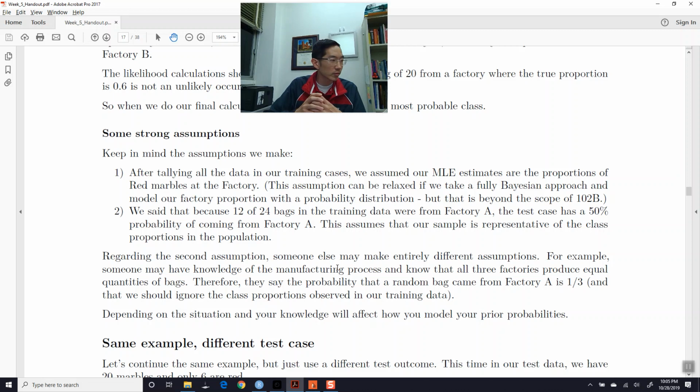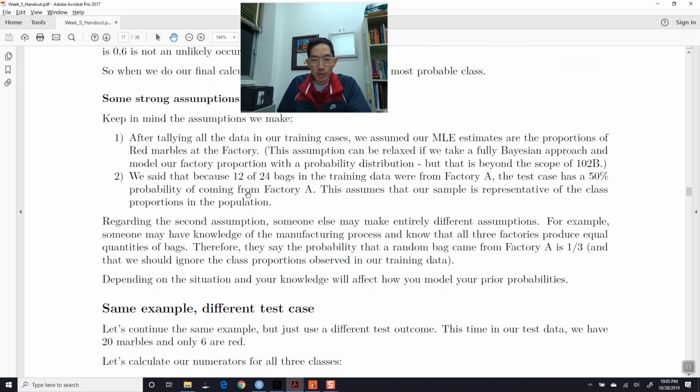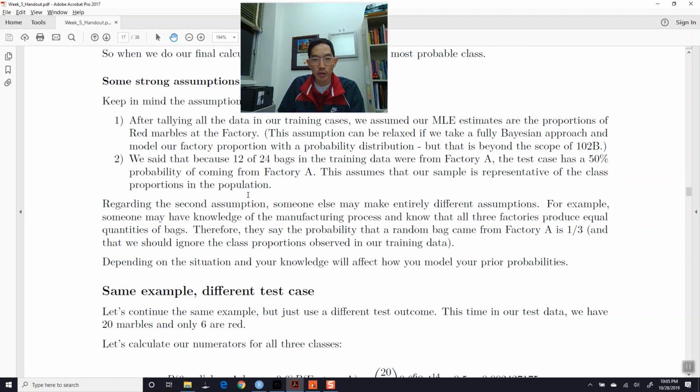A few things to keep in mind with this is that we used the maximum likelihood estimates for the proportions of red marbles at our factory, right? So we didn't look at all of the training data. I didn't detail it out, but I just said in our training data, when we looked at all the bags that came from factory A, 60% of the marbles were red, okay? And so we just assumed at factory A, the filling proportion of red marbles is 0.6. Maybe this is not the best assumption, but a little bit beyond our scope.